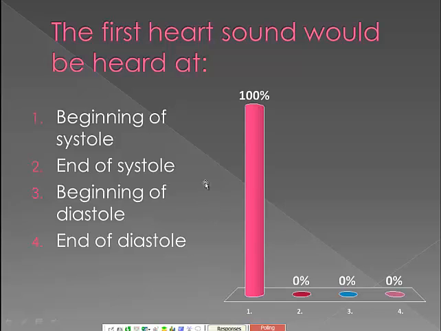Good job. Yes, the first heart sound is heard at the beginning of systole. Remember, it's the closure of the AV valves. When do you want the AV valves to close? When the ventricle begins to contract, you want those valves to close so that blood doesn't go back into the atria and those leaflets are not blown back into the atria. So at the beginning of systole. And at the end of systole, or just at the beginning of diastole, is where the second heart sound would be heard.